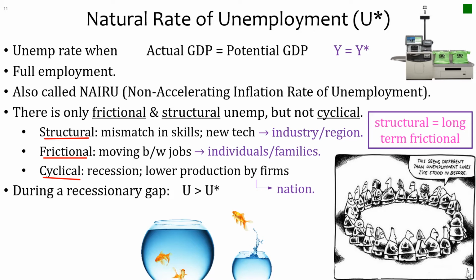During a recessionary gap, our unemployment rate is greater than the natural rate. During an inflationary gap, our unemployment is less than the natural rate, and that was the idea of the Phillips curve. Again, if anything here is ambiguous, you may need to refer to your notes from intro and possibly your notes on the Phillips curve. But pause here and write down the notes.